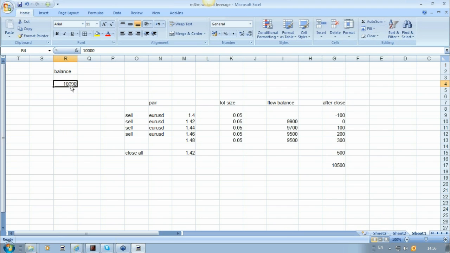Plus, another last thing, take trades only when you don't pay swap too much. Because if you pay swap during 1 year, it can be too much. Okay? Very important.